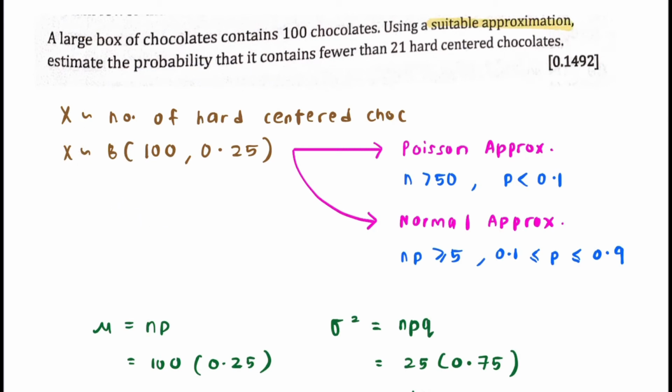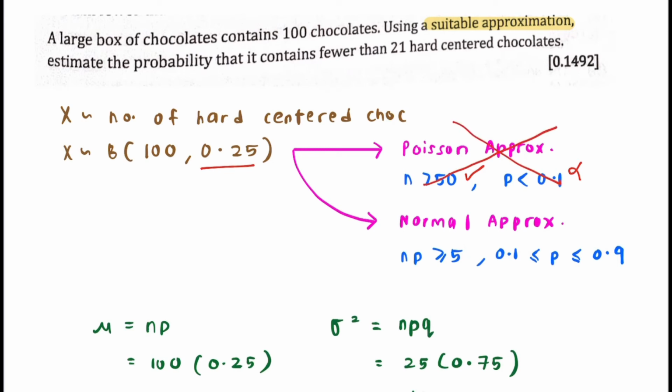So the question mentioned using a suitable approximation, so you cannot use the binomial method. So what is the approximation from binomial? You have 2, Poisson or normal. So check one by one. For Poisson, this is the condition: n is more than 50. Your n is 100, which satisfies the first condition. p is less than 0.1. Your p here is 0.25, so this does not satisfy the condition to use Poisson approximation. So you cannot use Poisson.